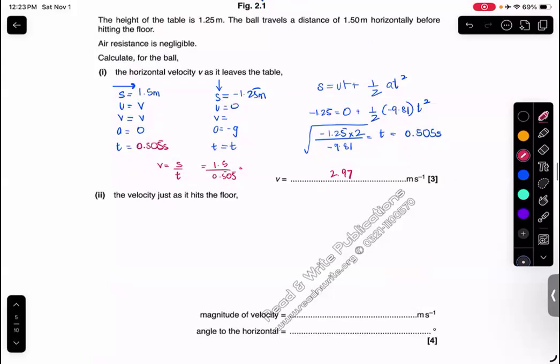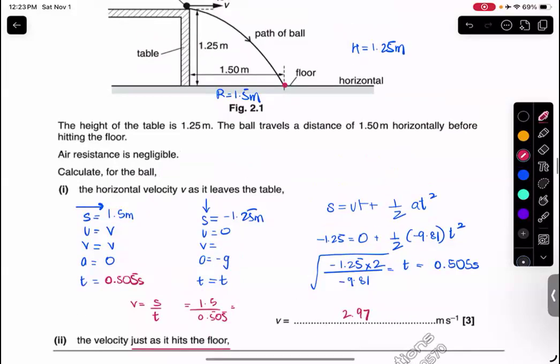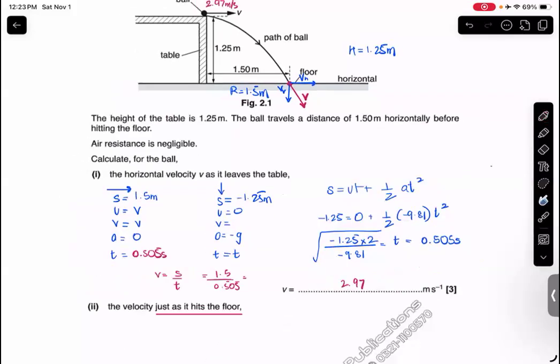Now it says calculate the velocity just as it hits the floor. That's a very big problem. Just as it hits the floor. So basically, it's talking about this resultant velocity. Keep in mind that at this point, you would have a vertical velocity and a horizontal velocity, and when you combine both of these, that's where you get your resultant velocity V.